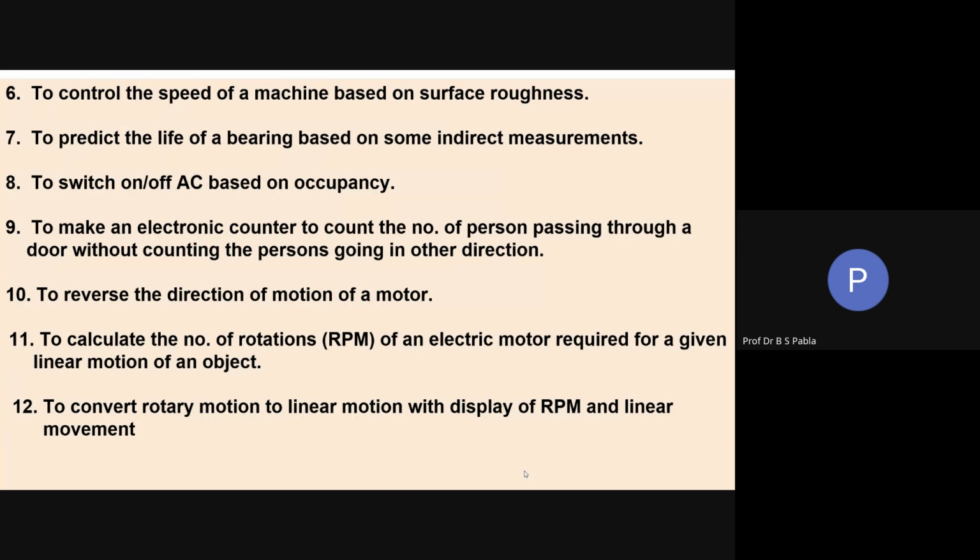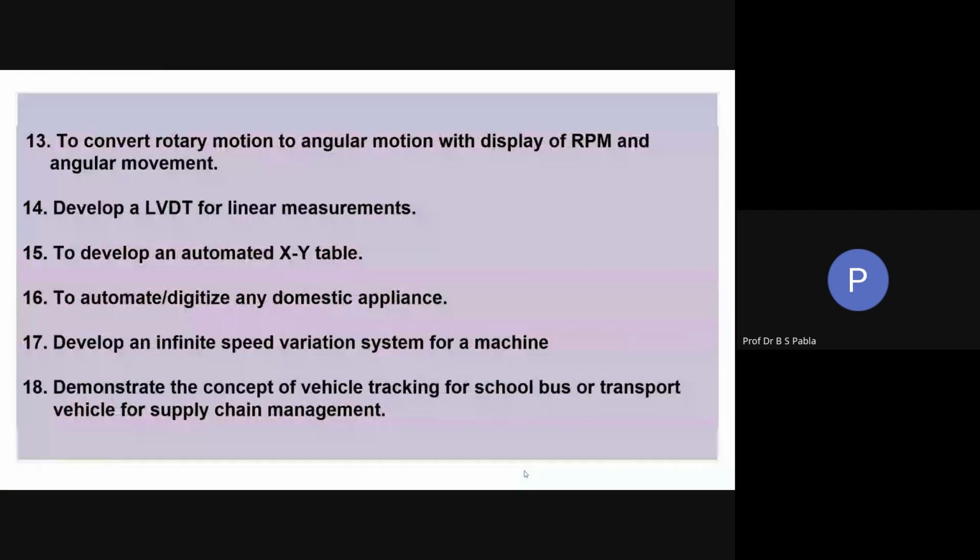I'm sure these things are getting clear. That means there is a rotary motion. You want to convert it into a linear motion. The student will know how to convert it, and then he has to display the RPM and linear movement on an electronic display. How to pick it up, how to display it, how to filter the data. All this will be required to be learned. To convert rotary motion to angular motion, that earlier it was linear motion, it is angular motion now. To develop an LVDT for linear measurement, it is already there. For what can the students do it?